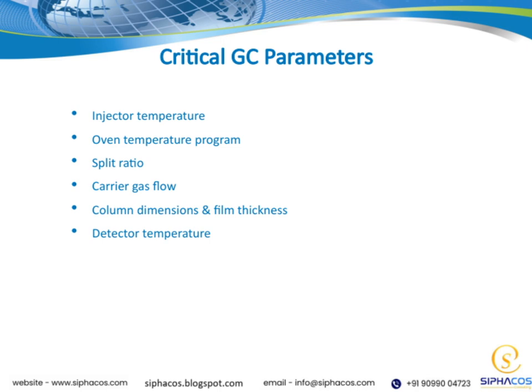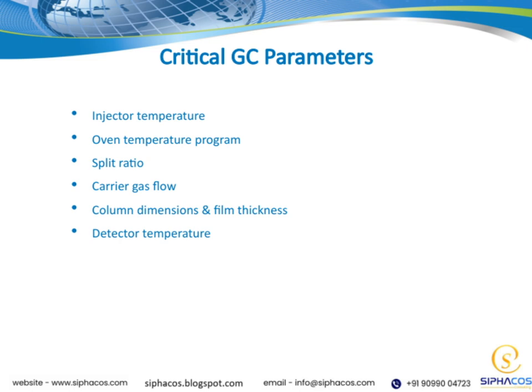First, the injector temperature is vital because it needs to be high enough to vaporize the sample quickly without causing decomposition. Next, the oven temperature program plays a key role in separating compounds effectively. Adjusting the temperature over time allows for better resolution. The split ratio determines how much of the injected sample actually enters the column, which is essential for controlling sensitivity and peak shape.